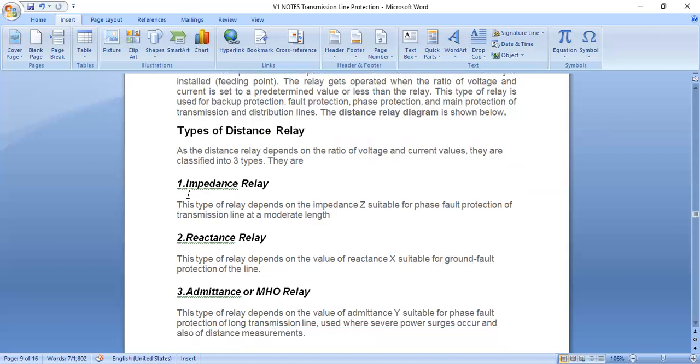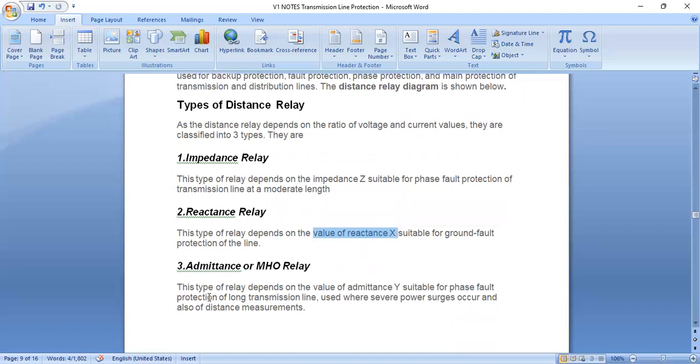The impedance relay depends upon the impedance and is suitable for phase fault protection of the transmission line of moderate length. The second is the reactance relay. This relay depends upon the value of the reactance and is suitable for ground fault protection of the line. These two are different.